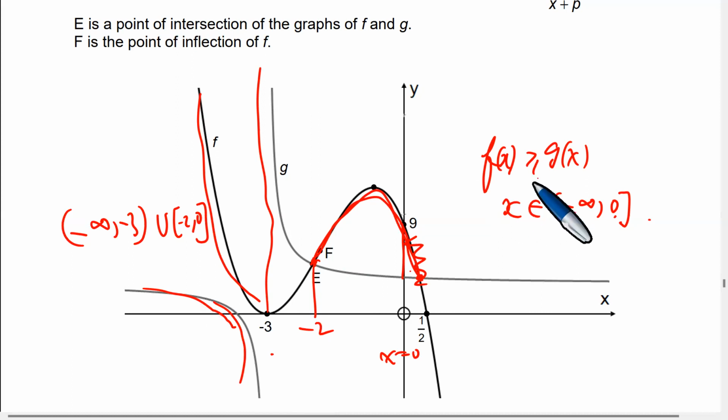So when would f be above g? We must shade here. F is above g here because g is below. So f is greater or equal to g there. Right, so that's the answer.